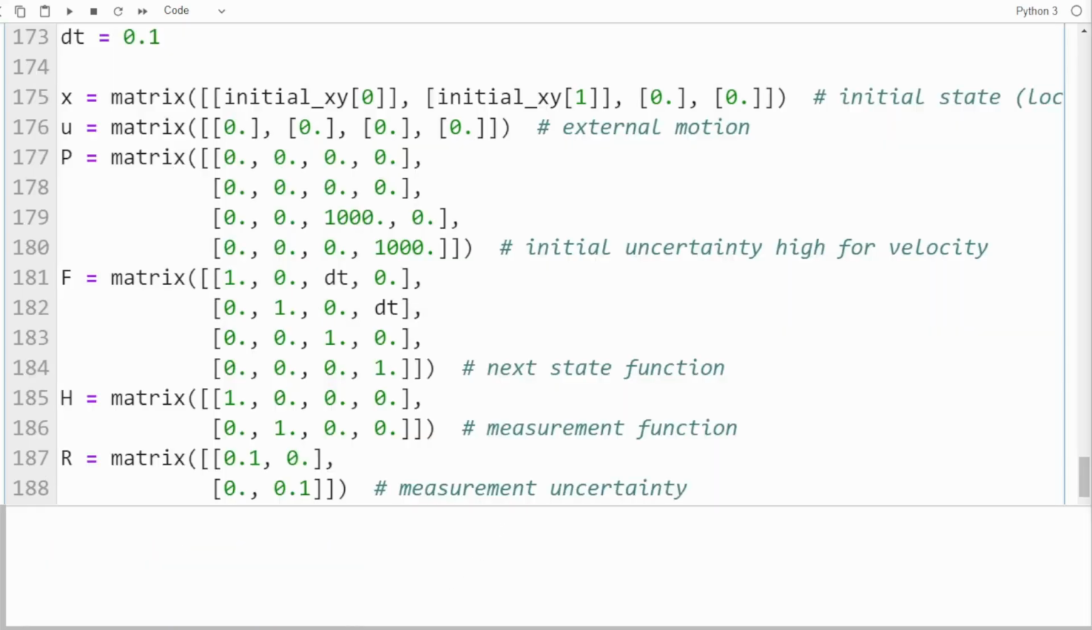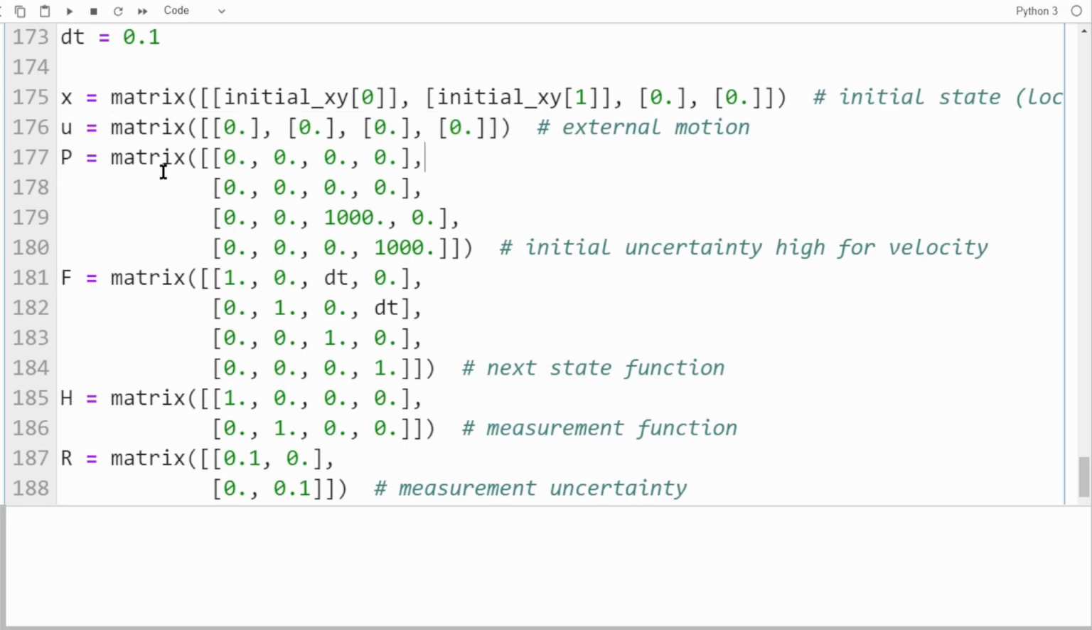Good luck. So here's my solution for the programming assignment, and there's many different ways to structure this, but that's what I've done. I have a dt equals 0.1. I set my initial state vector to be the initial x and y coordinates, and for the two velocities I set them both to 0. My u vector, as I said in the statement of the problem, is 0 everywhere, so just ignore it.